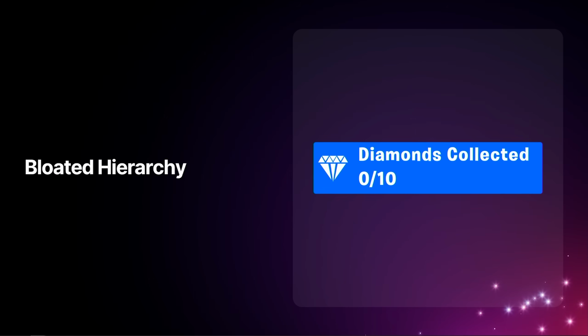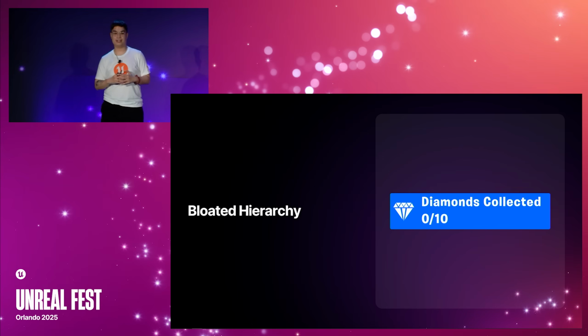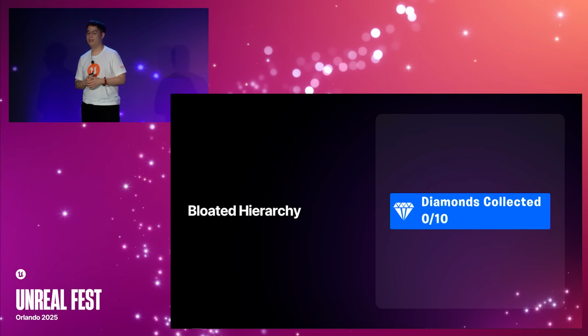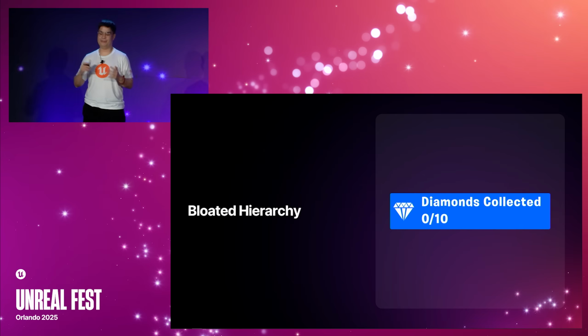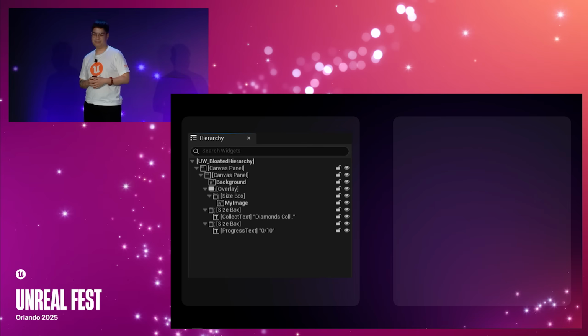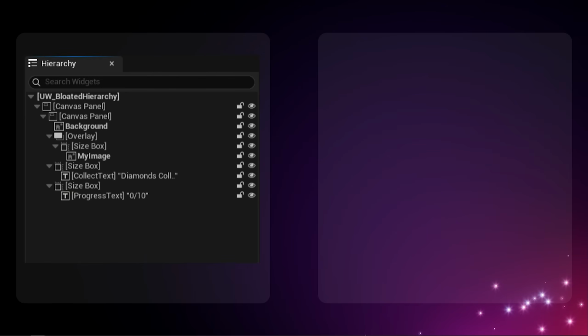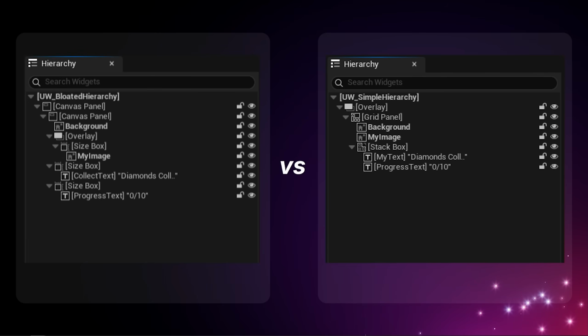So a bloated hierarchy. Let's say we have this simple diamonds collected widget on the right. It tracks how many diamonds a player has collected using the tracker device we've mentioned just now. It's nothing fancy, but it does the job. I could either set up my widget this way: 2 canvas panels, 3 size boxes. It works, right? Yeah, does the job. Or I could use the same 3 common layout widgets I've told you about and organize it this way.